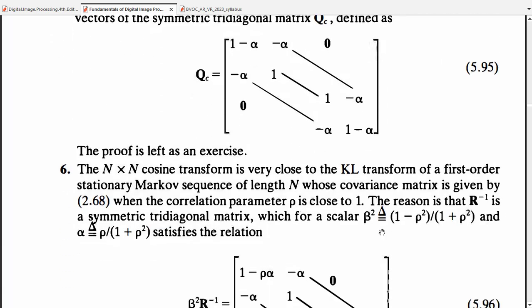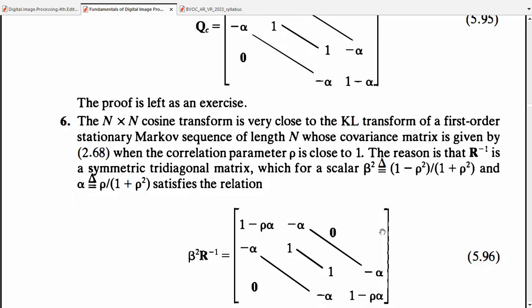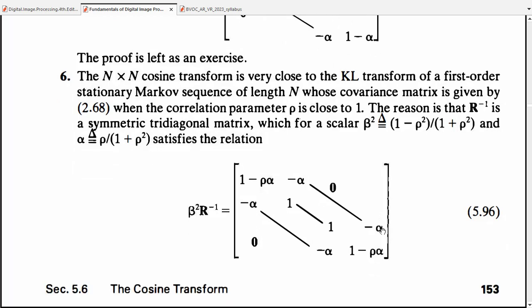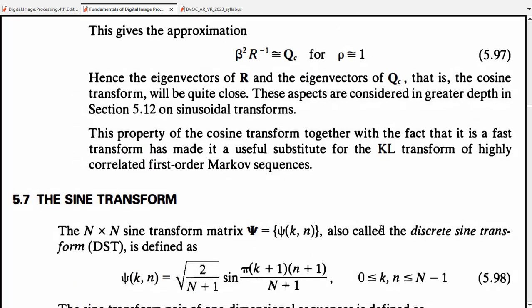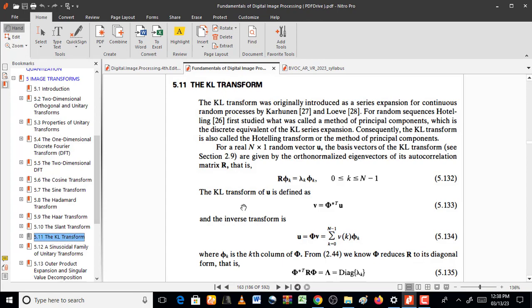The sixth property is that the cosine transform is very close to the Karhunen-Loeve transform of a first-order stationary Markov sequence of length n, whose covariance matrix is given with the correlation parameter rho close to 1. So the result applies to both transformation techniques. So this is the cosine transformation. Next we will move to the Karhunen-Loeve transformation.